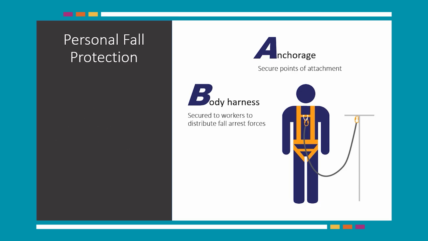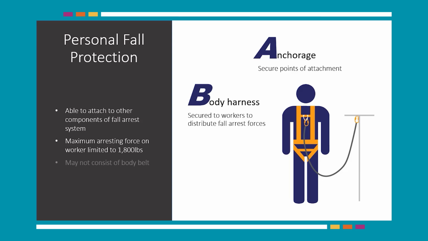Body harnesses are straps that are secured to workers to distribute the fall arrest forces and are able to attach to other components of a fall protection system. When using a body harness, the maximum arresting force on a worker must be limited to 1,800 pounds. Personal fall protection systems may not consist of a body belt. Body harnesses must be inspected daily.